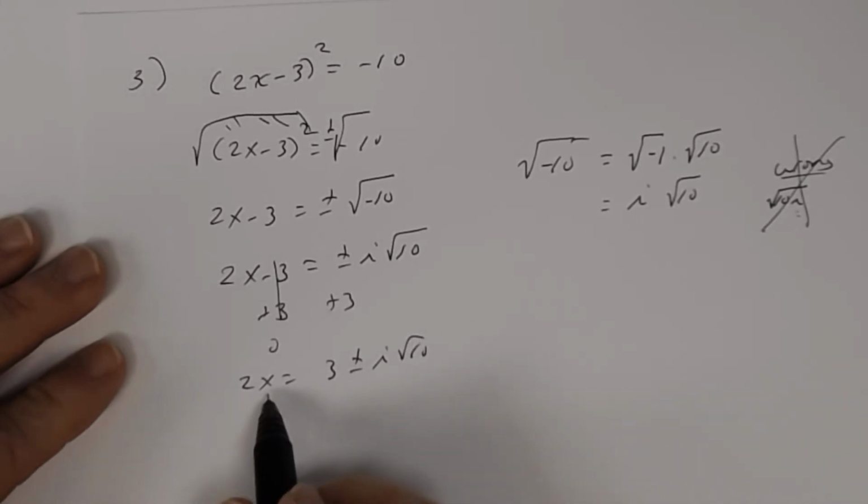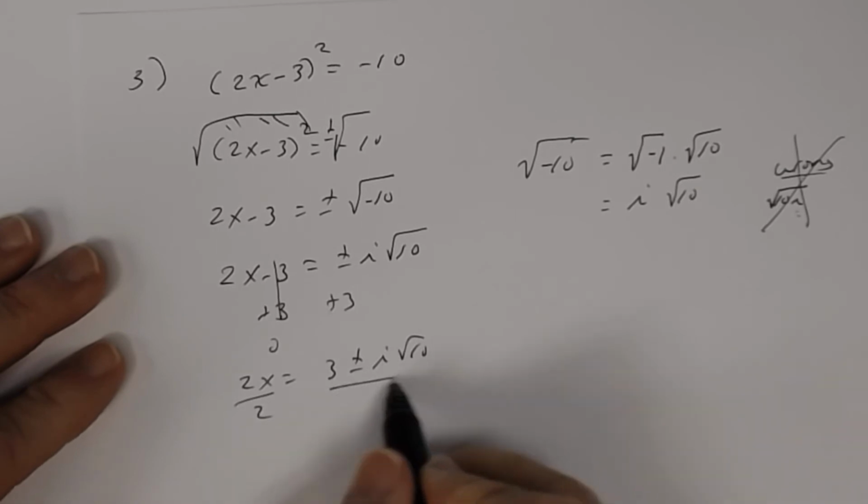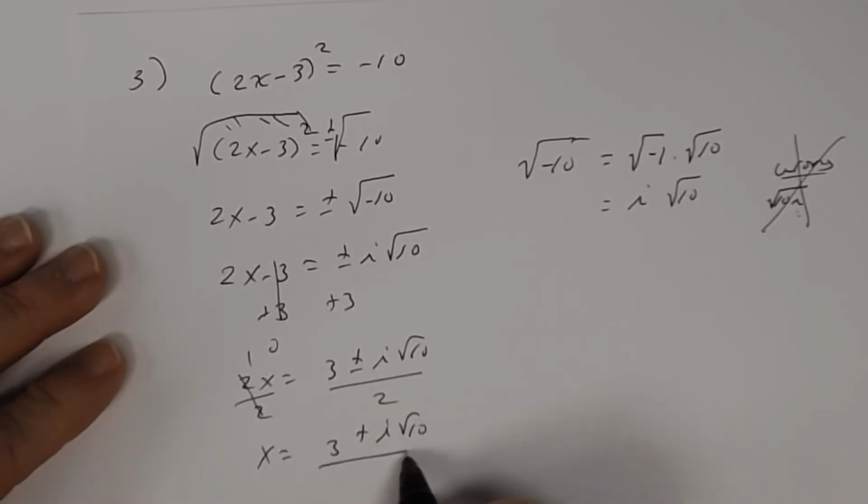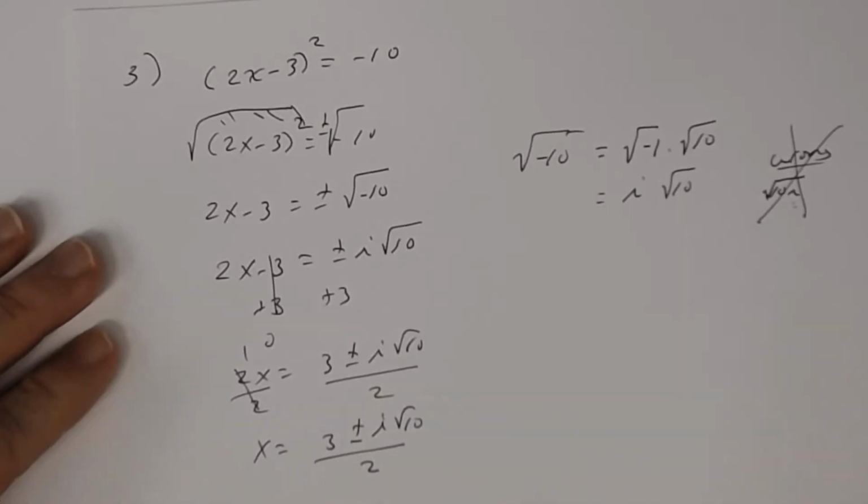Okay? And then to get x by itself, you just divide both sides by 2. And so you found your solution. So my solutions are 3 plus i square root of 10 divided by 2, and then 3 minus i square root of 10 divided by 2.